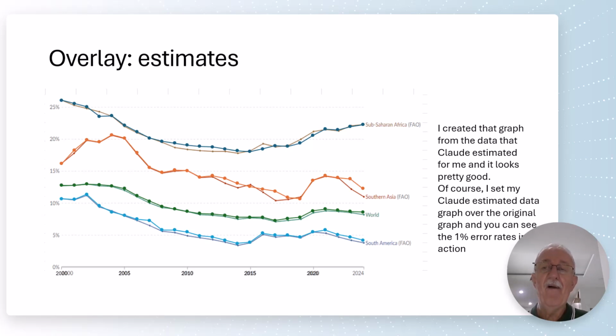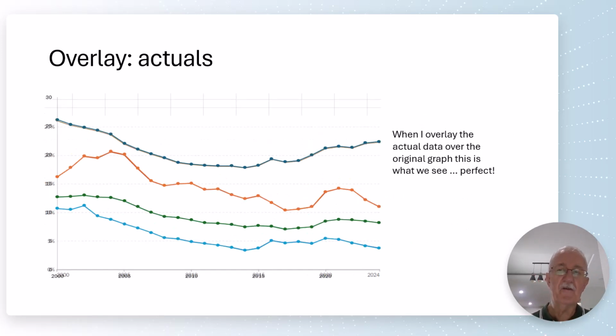And of course, I set my Claude estimated data graph over the original graph, and you can see the plus or minus 1% error rates in action. So not brilliant, not bad, but not brilliant. Then, of course, I overlay the actual data on the original graph, and you can't really see the original graph because what we see is perfect.